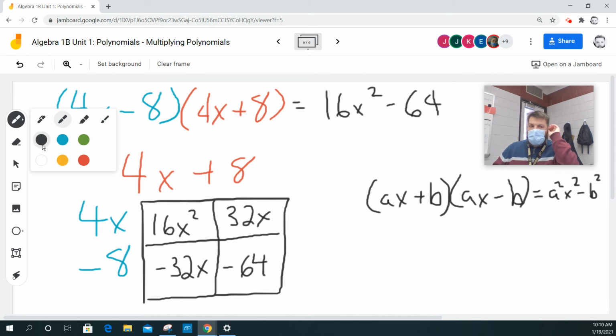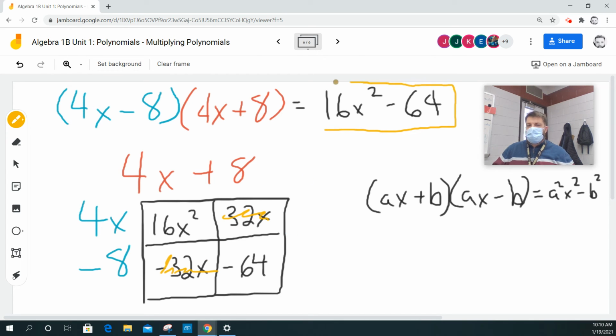So what happens here is that this cancels with this, right? 32x minus 32x is just 0. So I'm left with this answer. But this is called the difference of squares.